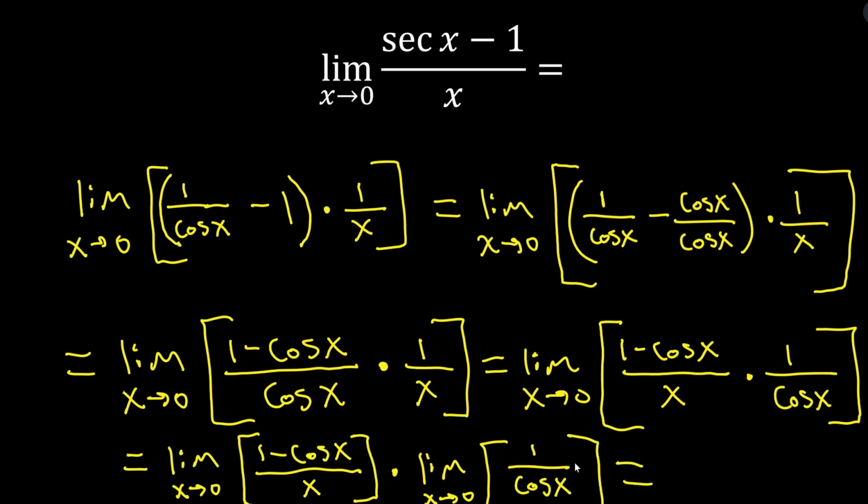All right, what do we have here? That first limit, we know that's 0, times, what is the second limit? We can substitute. Cosine of 0 is 1. 1 over 1 is 1. 0 times 1, which just gives us 0. So the secant of x minus 1 over x, that limit as x approaches 0 is 0.